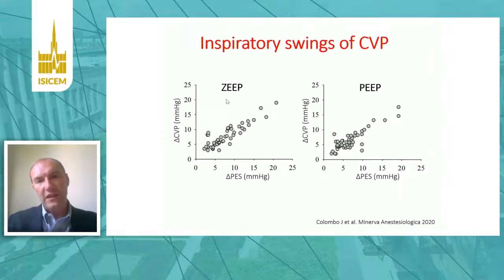And this is also very important because basically every patient in the ICU has a central venous line, and we have demonstrated in this paper just published in Minerva Anesthesiologica that the inspiratory swings of central venous pressure have a linear relationship with the swings in esophageal pressure, both at ZEEP and with a certain level of PEEP. So again, when you have a patient on spontaneous breathing, please take a look at the central venous pressure tracing waveform, because if you see deep inspiratory swings, it means that the patient is pulling a lot with the respiratory muscles.